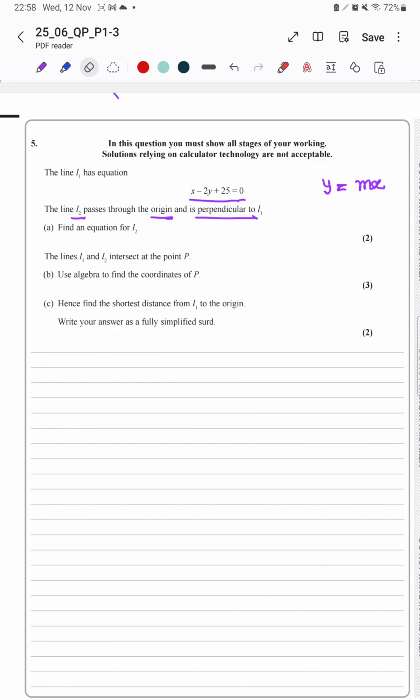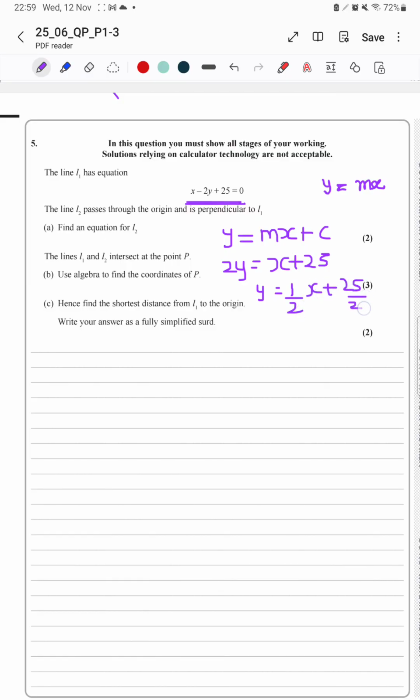They said the line L2 is perpendicular to line L1. So what does it mean? That the gradients of both the lines will be negative reciprocals of each other. So for this line, if you need to find the gradient, the line should be in the form y is equal to mx plus c. So I make this line in that form. So 2y is equal to x plus 25, and then y is equal to a half of x plus 25 over 2. So from here the line L1 has a gradient of a half. So the gradient of line L2 will be the negative reciprocal of a half, which is negative 2.